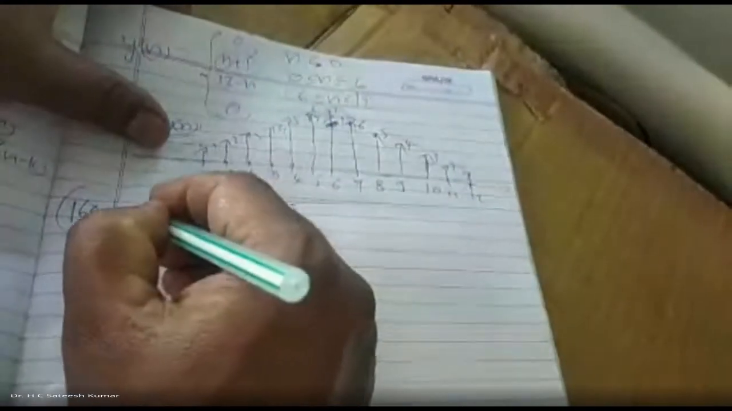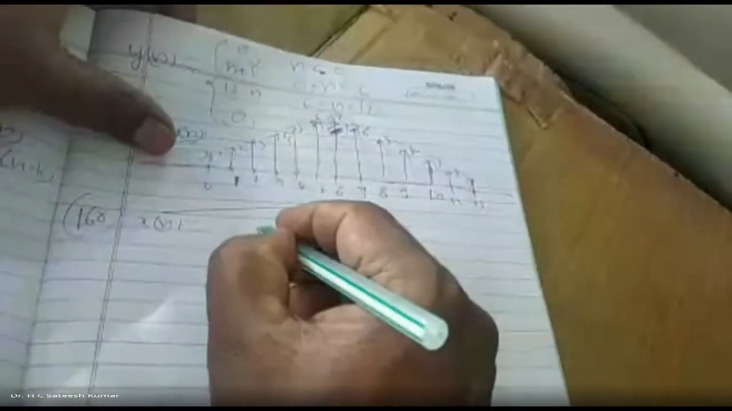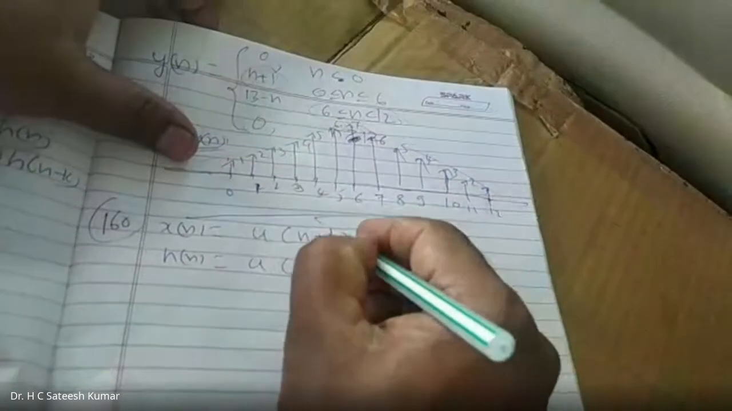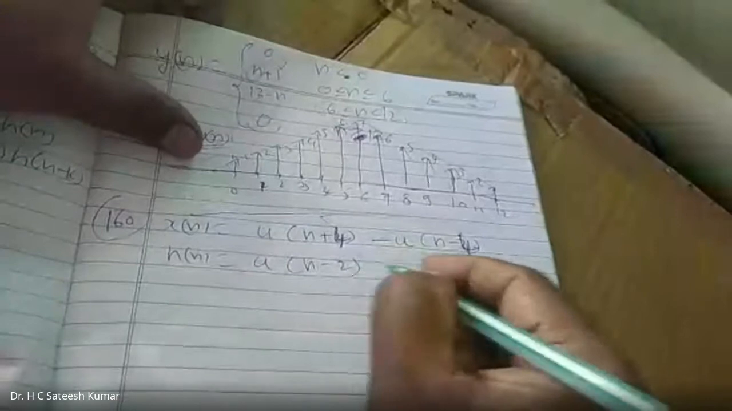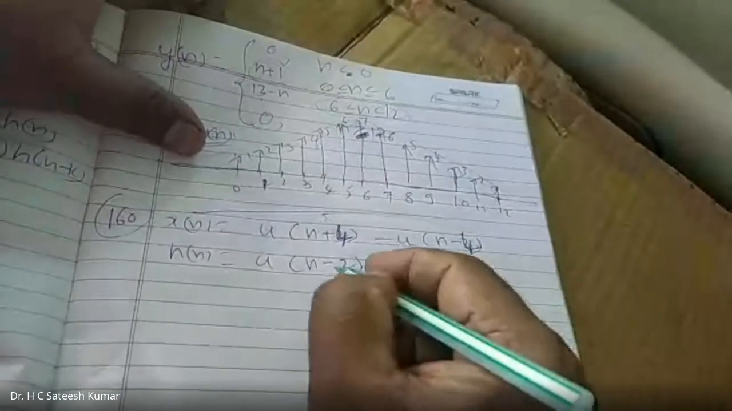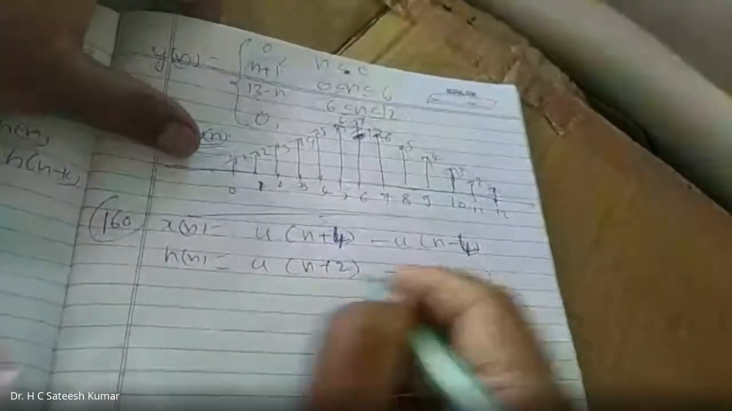Let's go for one more problem. Problem number 1. This is about an equal-width problem. One more I'll take. x of n is equal to u of n plus 2 minus u of n minus 2. And h of n is equal to u of n plus 4 minus u of n minus 2 minus u of n plus 2 minus u of n minus 2.